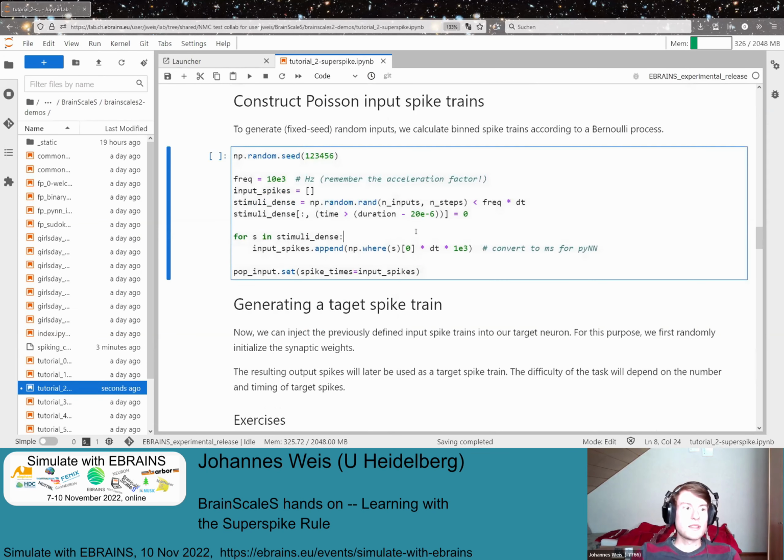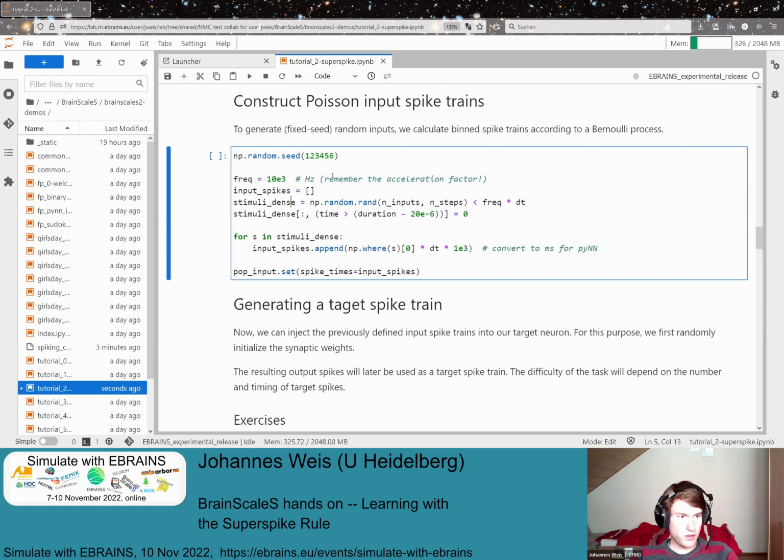Now we will construct a set of input stimuli. We first fix a seed in order to make this experiment reproducible, and we define an input frequency. We want Poisson spike trains with on average a frequency of 10 kilohertz. This would of course be an absurdly high number, but we have an acceleration factor of around 1,000 for our hardware. So in biological terms this would be something like 10 hertz, and on hardware with our speed up, we need to write 10 kilohertz of wall clock time.